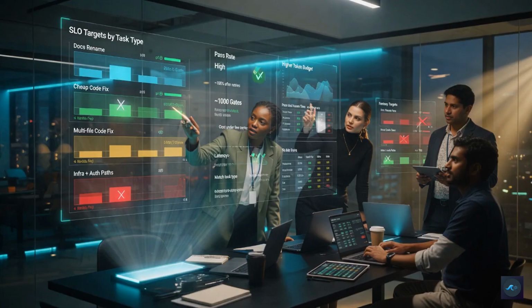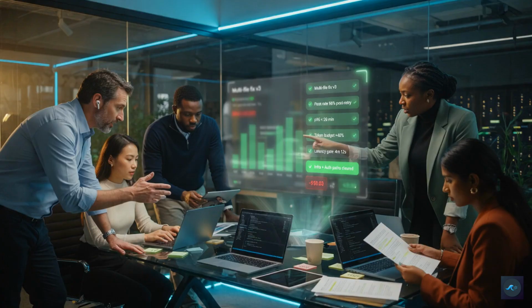Targets must match task type. Docs rename: cost under a few cents, latency under 5 minutes, pass rate high. Multi-file code fix: higher token budget, latency under 30 minutes P95, pass rate on hard gates near 100 percent after retries. Infra and off paths: expect more human time. Cost caps still apply on model spend.